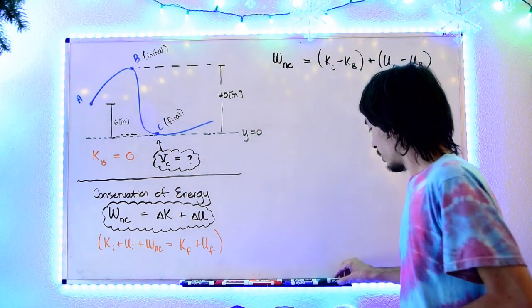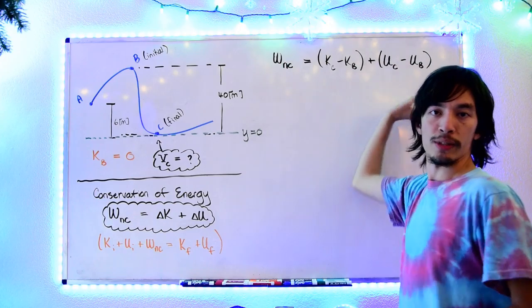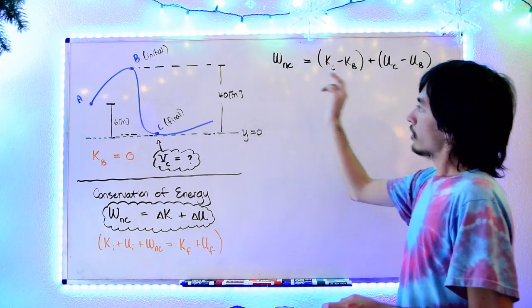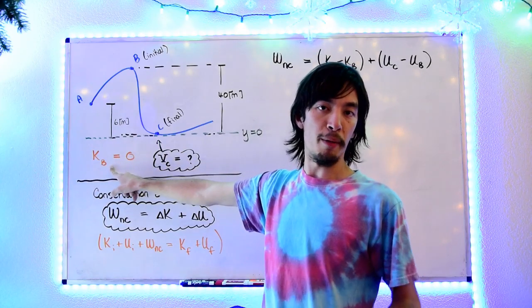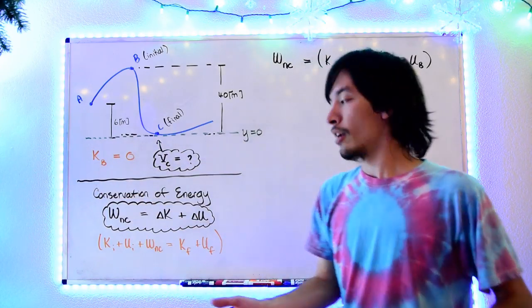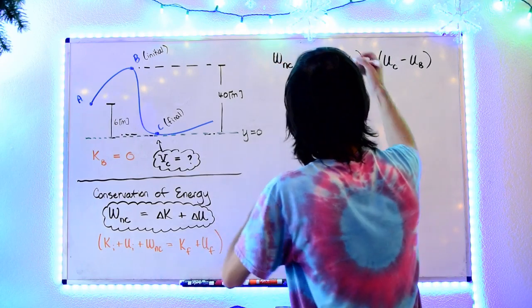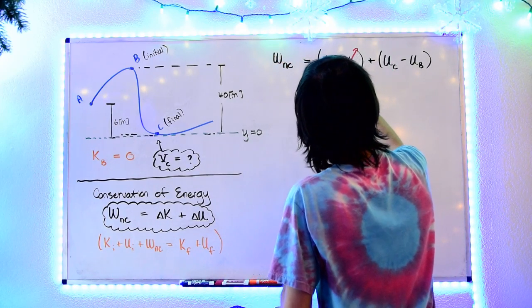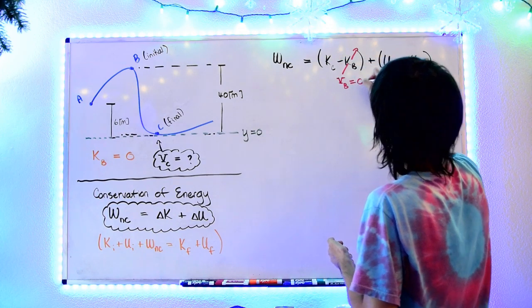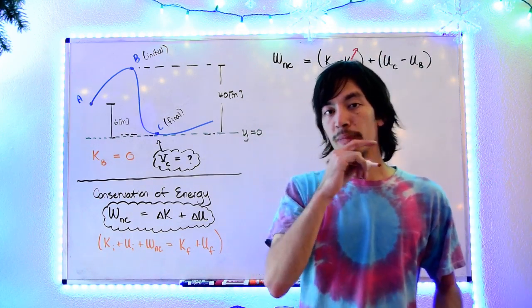So now, when we look at all these different terms in the conservation of energy, let's start at point B. At point B, we have no kinetic energy at the top of the hill. We're saying that it's negligible. So I'm going to get rid of the kinetic energy at the top of the hill at B, because the speed at B is pretty much 0.